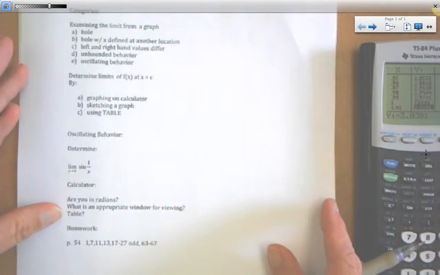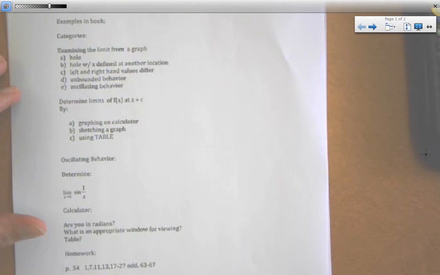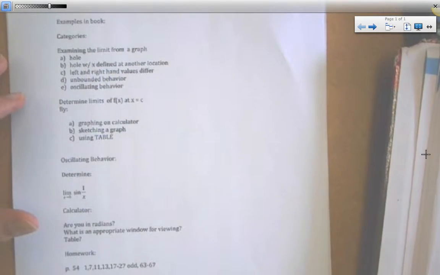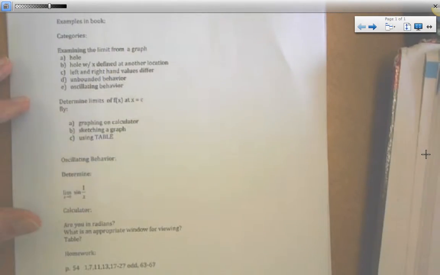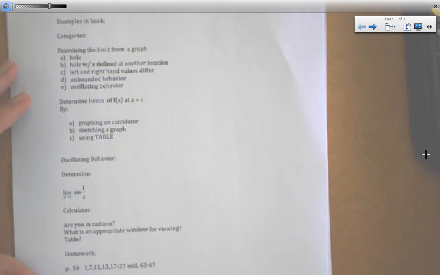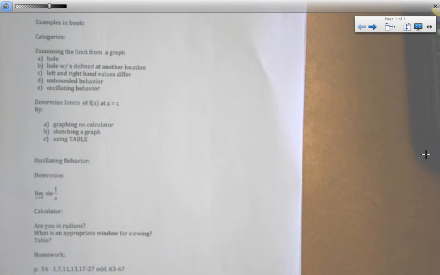And I'm going to be writing down examples from the book, so you want to turn to your book to page 49. Now these are the conditions that these examples in your book will cover.